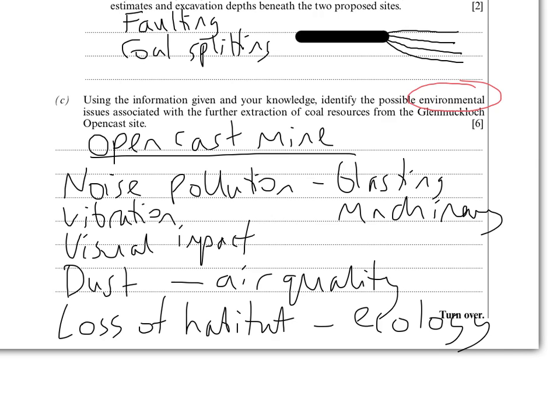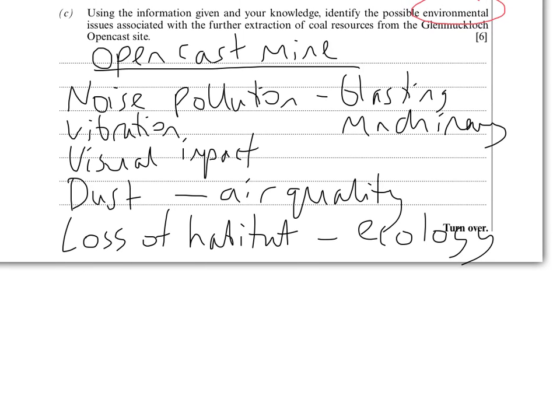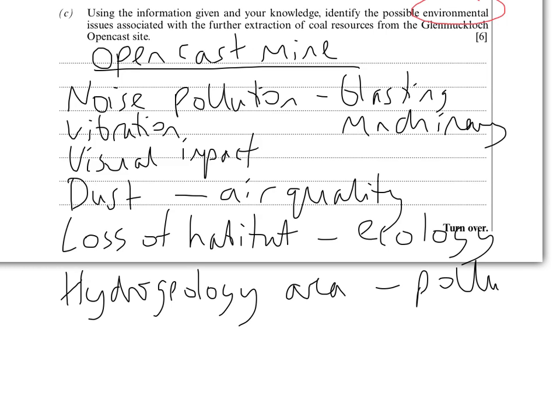And lastly, you could talk about the effect on the hydrogeology of the area. You could get pollution of the water table. You could have flooding maybe of the site. So these are the sort of things you're expected to talk about, and you couldn't just name them because it's a 6 marker. You'd have to perhaps name them and explain why they would cause environmental issues.